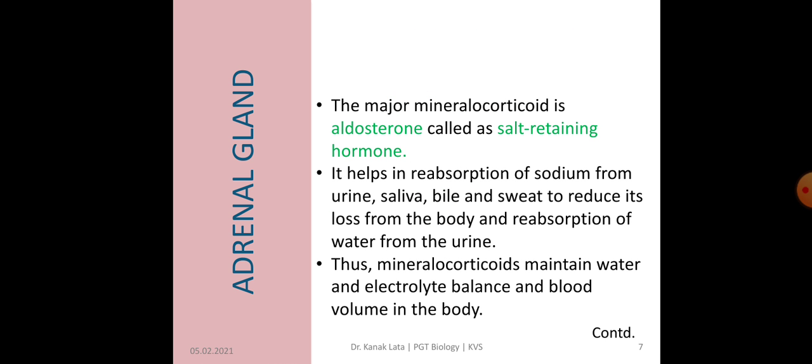The main mineralocorticoid is aldosterone, commonly called as salt retaining hormone. It means it tends to increase the reabsorption of sodium from urine, saliva, bile and sweat to reduce its loss from the body, and also reabsorption of water from the urine. In short, we can say that mineralocorticoids maintain water and electrolyte balance as well as blood volume in the body.